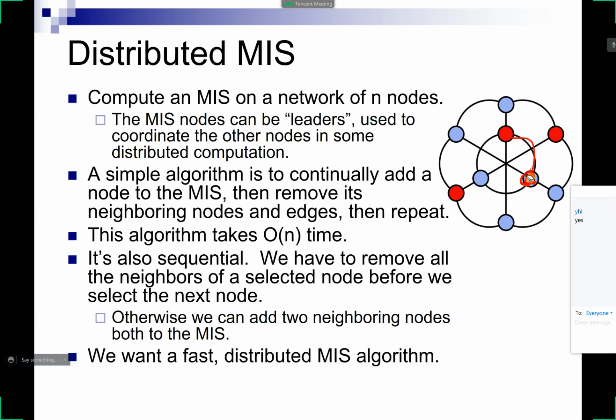So we're trying to compute a maximal independent set, and we want to do this as quickly as possible in a distributed fashion. Sequentially, it's easy to do this in linear time. But in a distributed setting, we allow all of the nodes to work together, so it's possible that we can do it in faster than linear time.